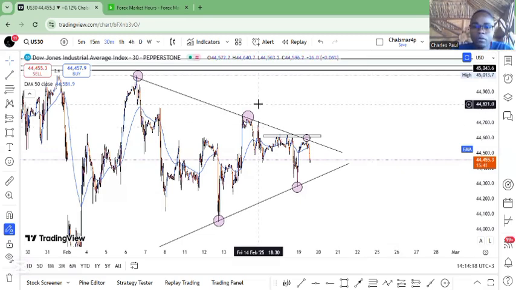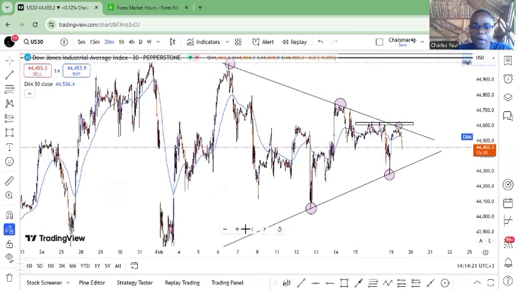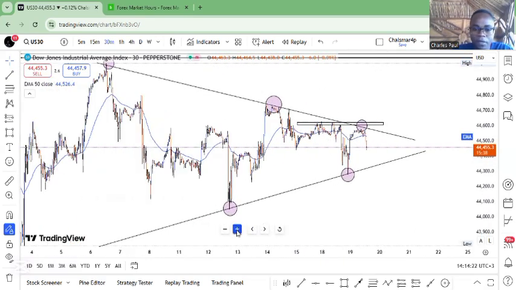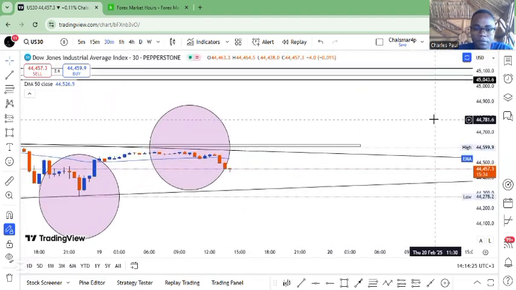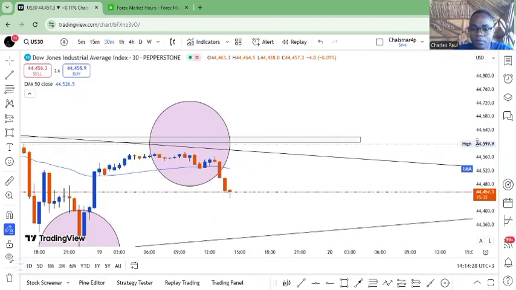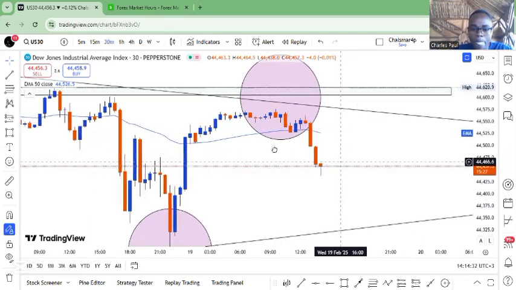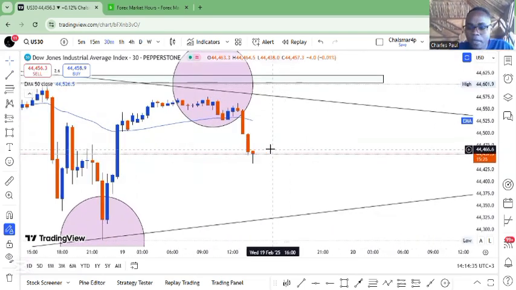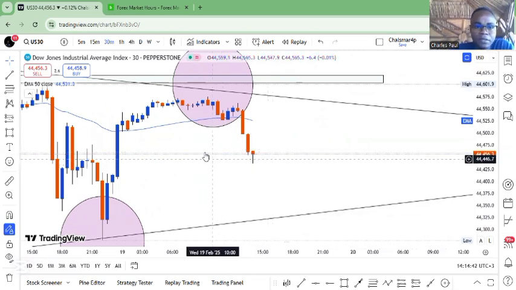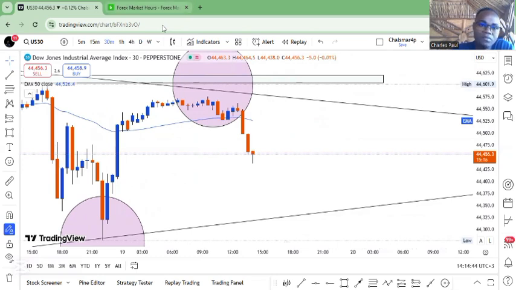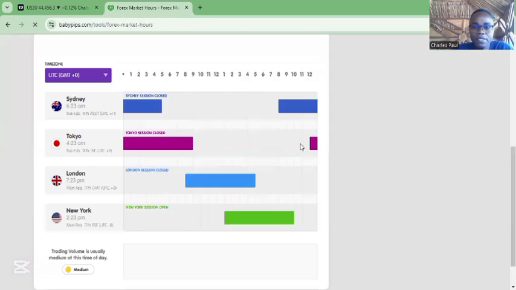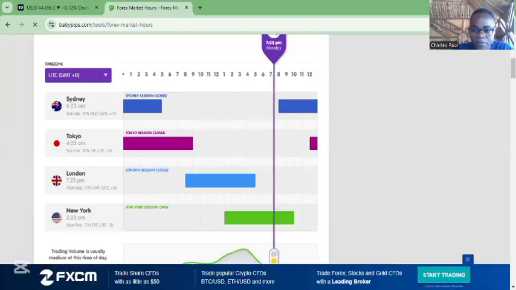But also looking onto the candlestick pattern at this level, let me zoom out so that you can look clean. So remember, guys, the London Open always begins exactly according to this market hour. Let me show you guys. From Babypips, you can have a clean market. You can see the clean market hours.